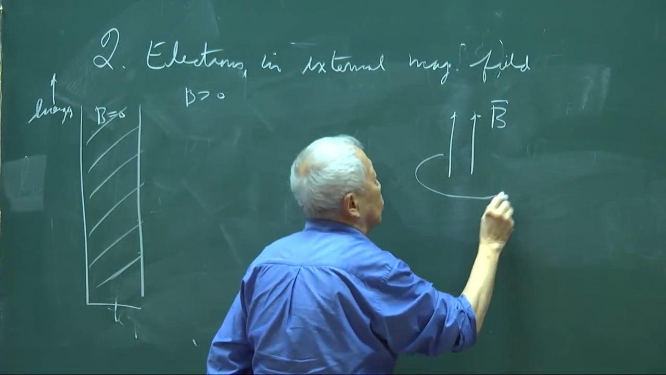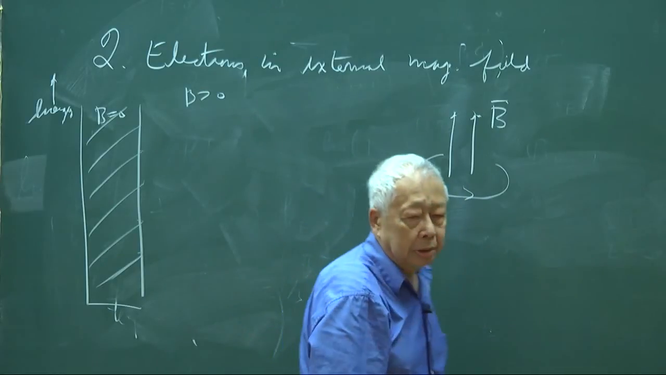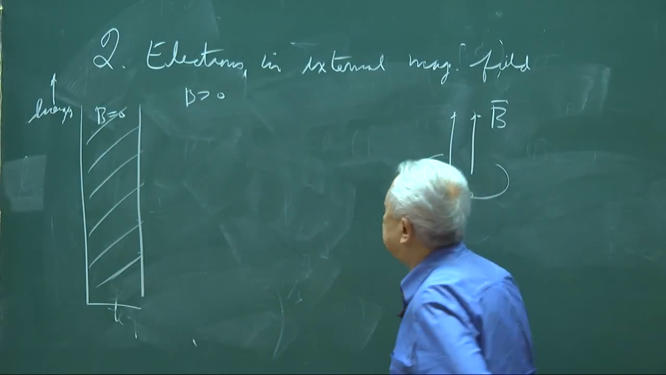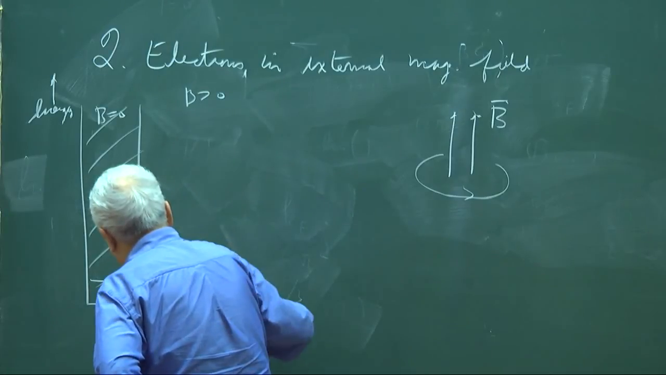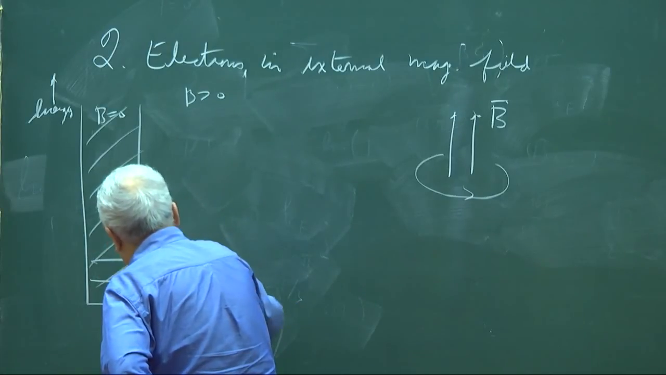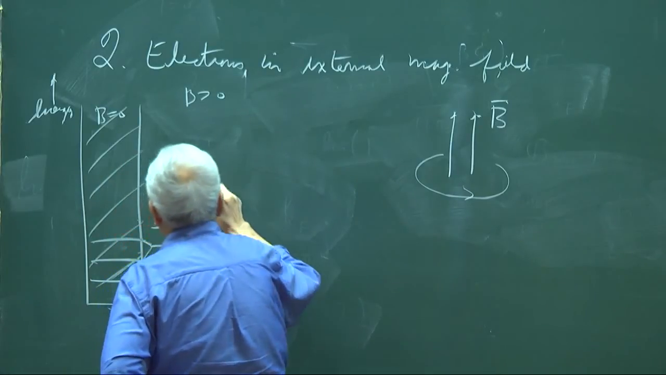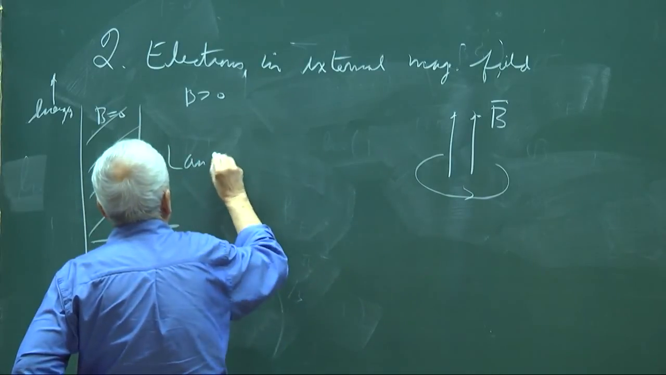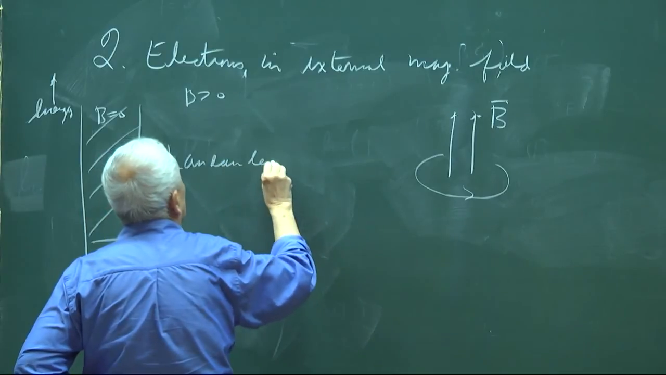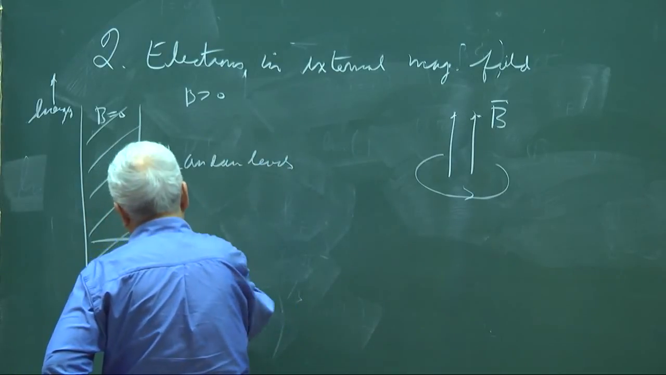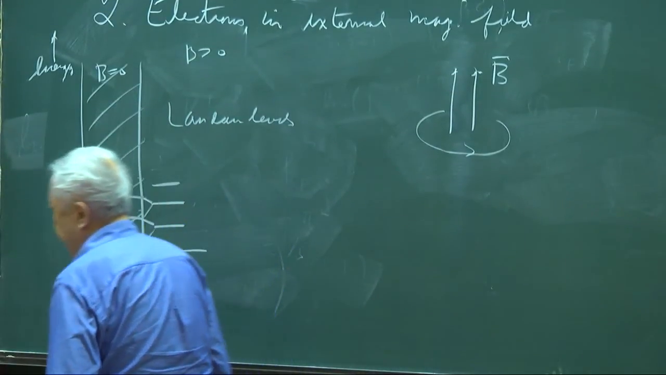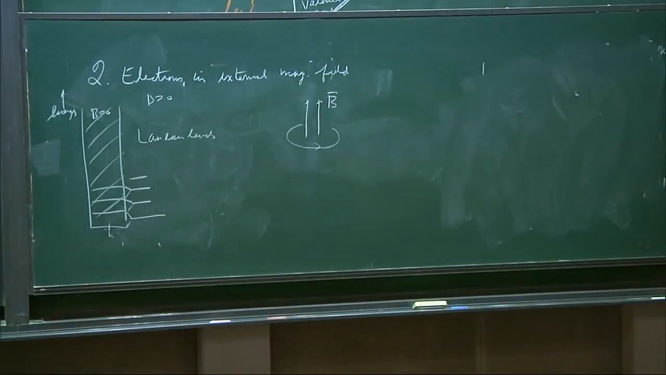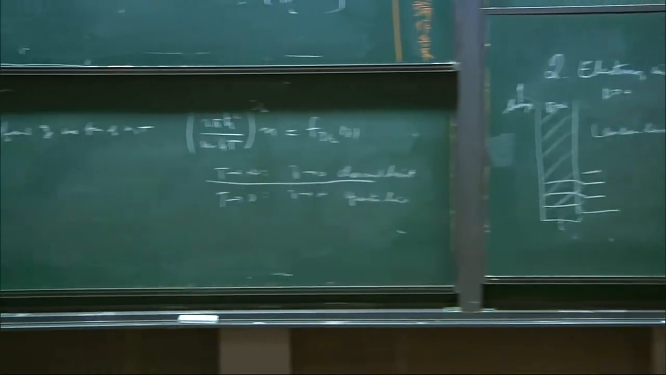electrons would go around in orbits around this. And these levels would bunch up. All these bunch up in the one level, all these bunch up in the second level, equally spaced. And this is called Landau levels. They have a spacing. And more important, each level is highly degenerate.